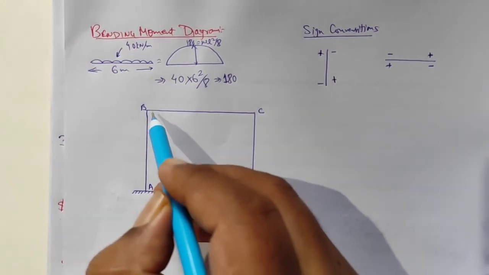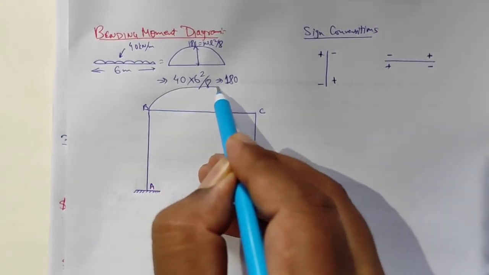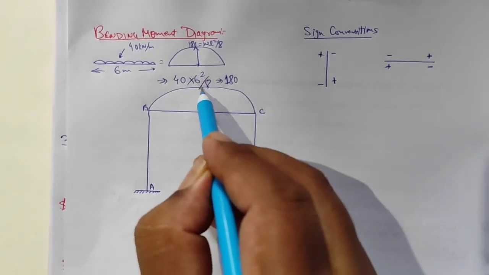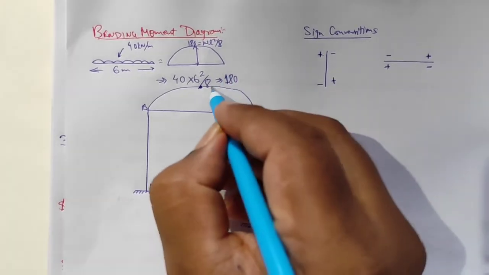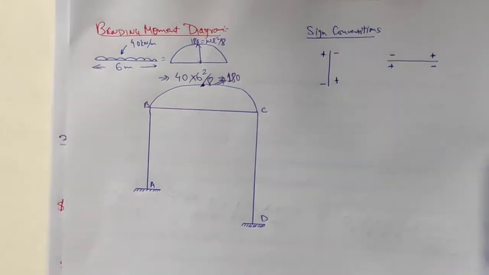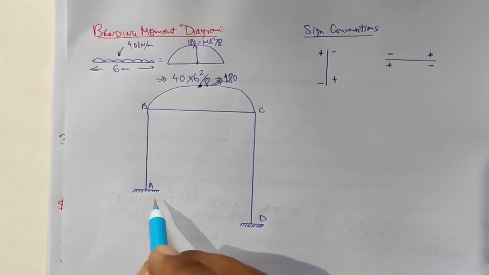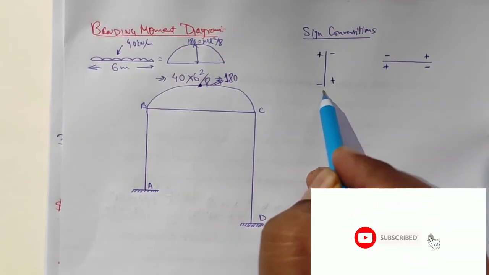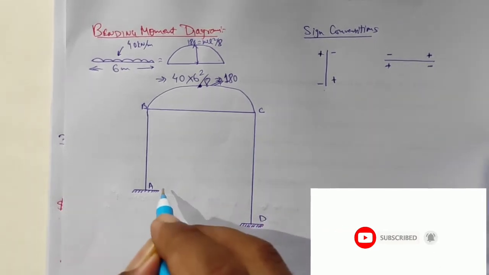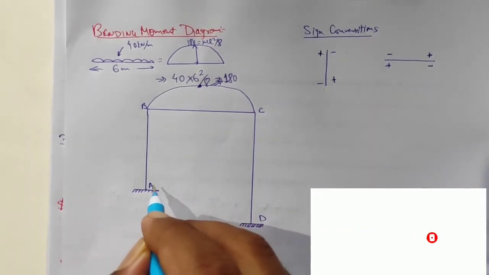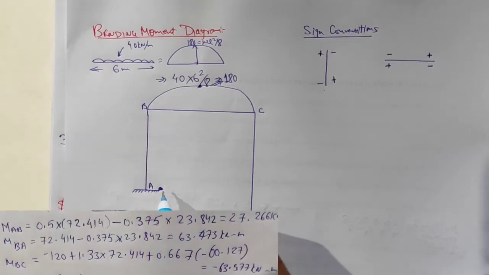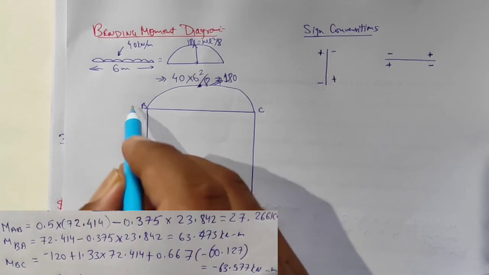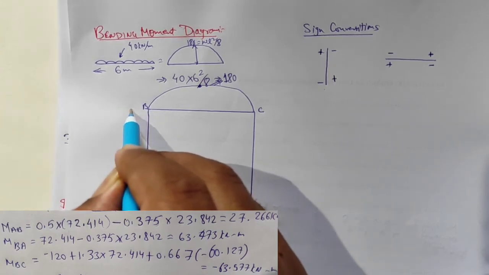Initially, I will draw a parabola like this for the UDL, for which I have got the value of 180, and I will label it as 180 as shown here. Initially, I will put the value of MAB, that is positive 27, referring to this vertical member diagram of sign convention. I will place the value of positive 27 somewhere here. Next, the value of MBA, that is positive 63.473, will be somewhere here.